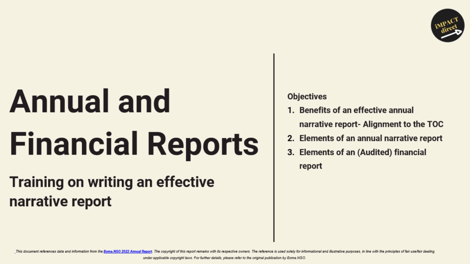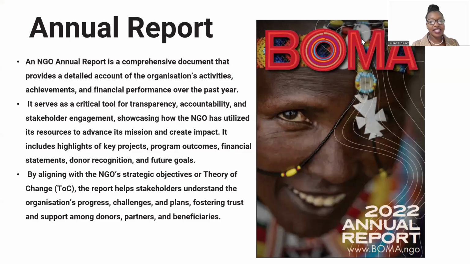And so we're going to look at the benefits of an effective annual report. And one thing that will always come up is the aspect of alignment to the theory of change, because when you have a solid theory of change, it really makes everything else easier. In that presentation, I'll be able to show you why. And then we also look at the elements of an annual narrative report and the elements of an audited financial report. And so we get started, just for reference purposes.